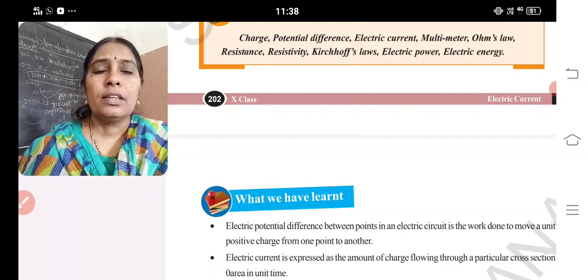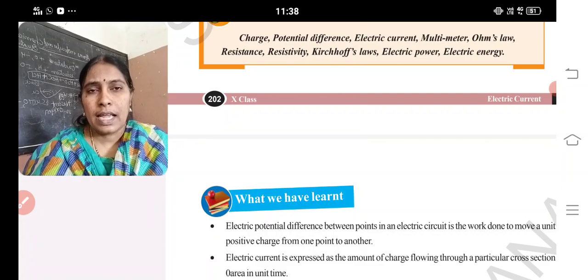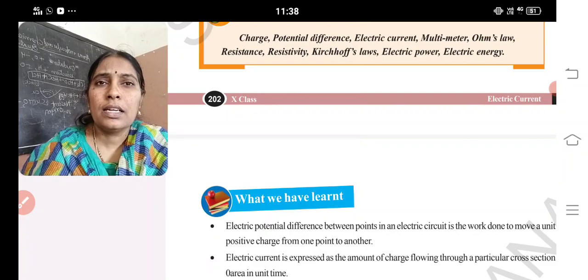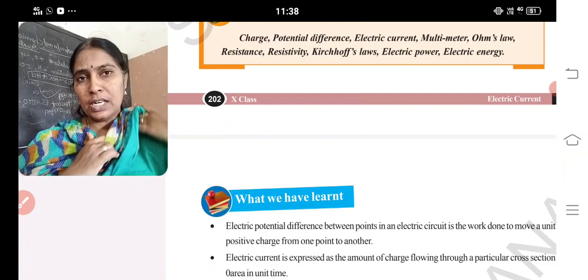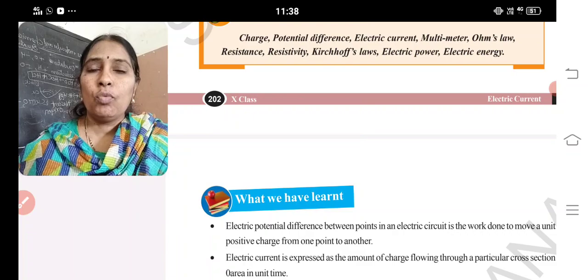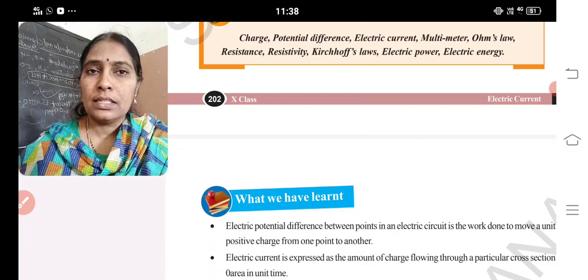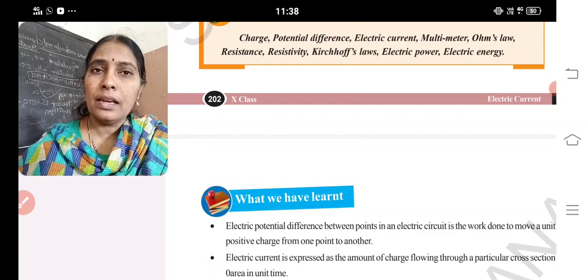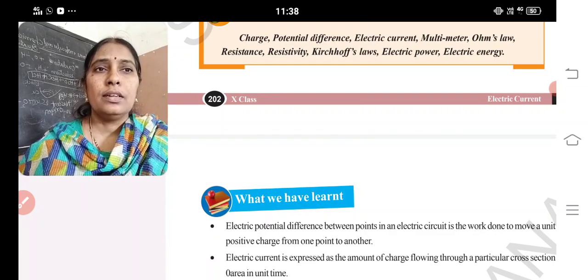With this, we completed our 9th lesson, that is electric current. What we have discussed in electric current: what is electric current, what is potential difference, what is EMF, what is Ohm's law, what is resistance, how we can satisfy Ohm's law, ohmic conductors, non-ohmic conductors, voltage, power, overload, short circuits, the effect of resistance in series connection, that is the equivalent resistance in series, and equivalent resistance in parallel connections. All these topics we have discussed.